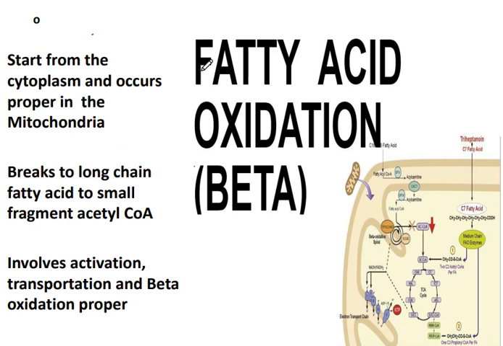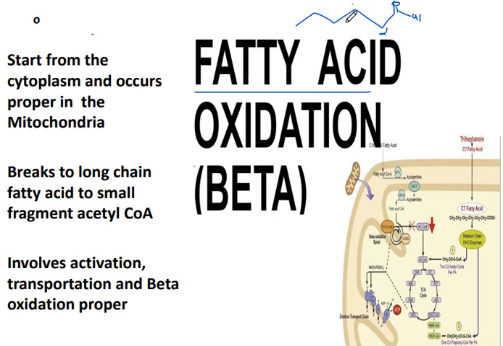So let's begin. Now, basically, beta oxidation, as the name implies, is the oxidation of the fatty acid on the beta carbon. So let's say we have a long chain fatty acid, which looks like this. It is basically a carboxylic acid chain. This carbon is the alpha carbon of the fatty acid. Then this carbon is the beta carbon of the fatty acid.